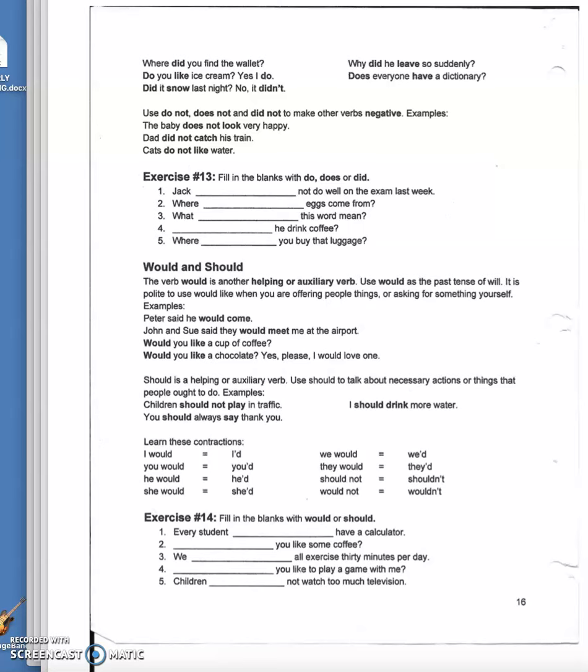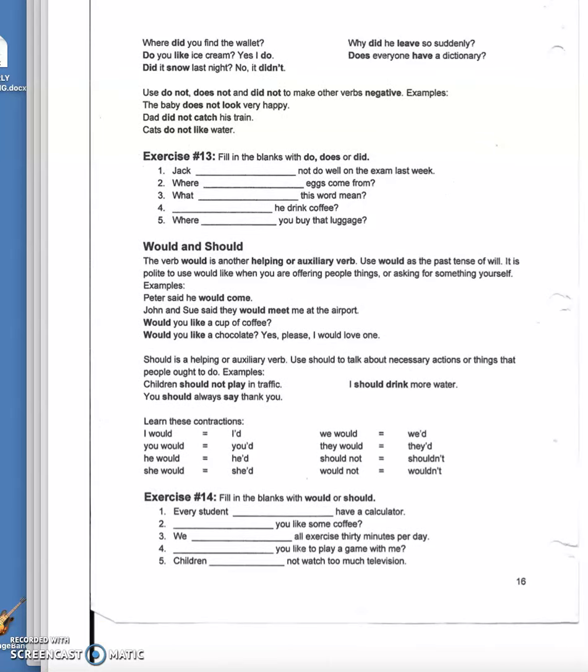And now we're going to look at would and should. So the term would is another helping verb, and we call that an auxiliary verb. Use would as the past tense of will. Okay, so will is present, would is the past tense of will. It's polite to use would, like when you are offering people things or asking for something yourself.